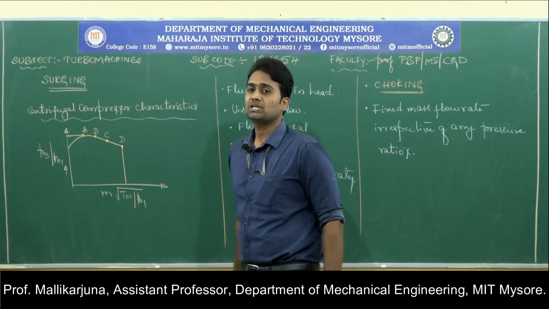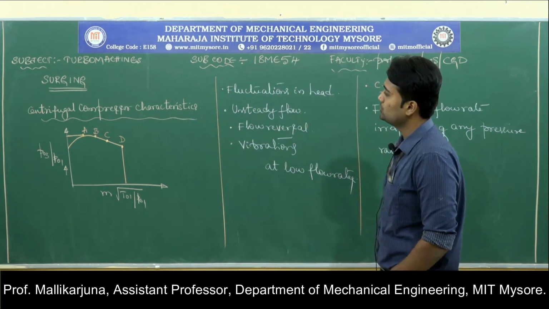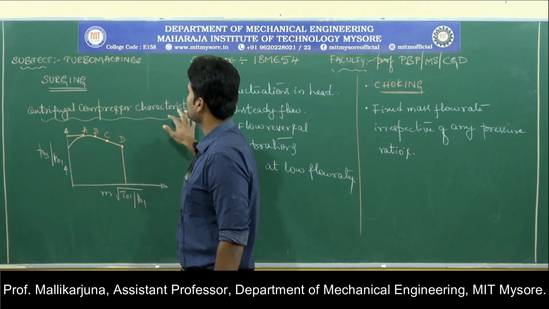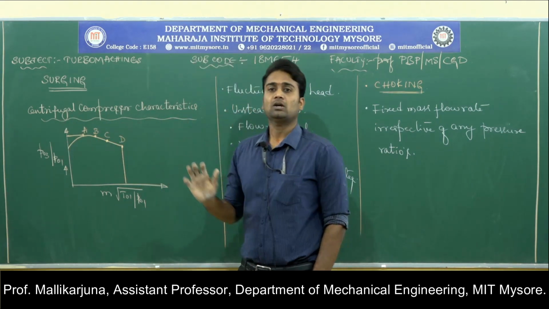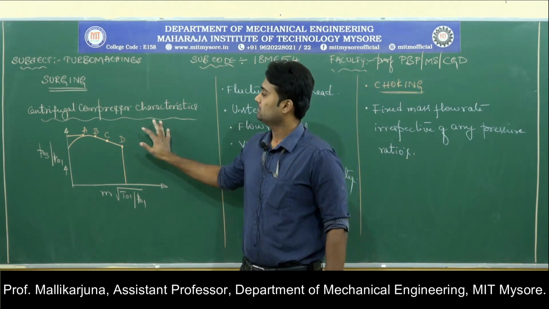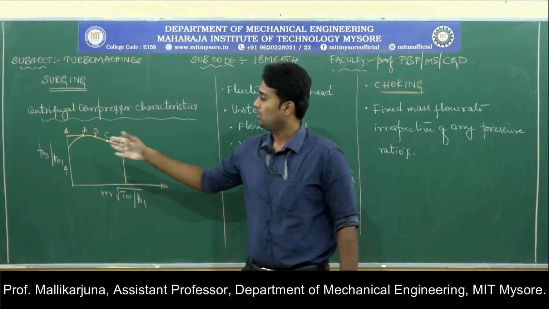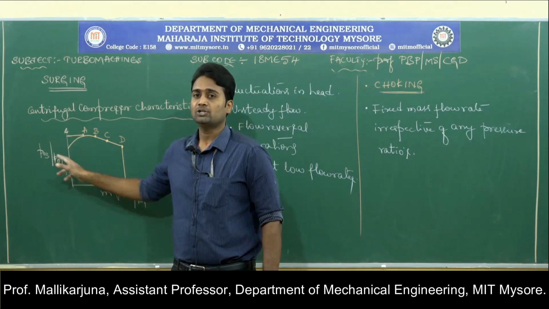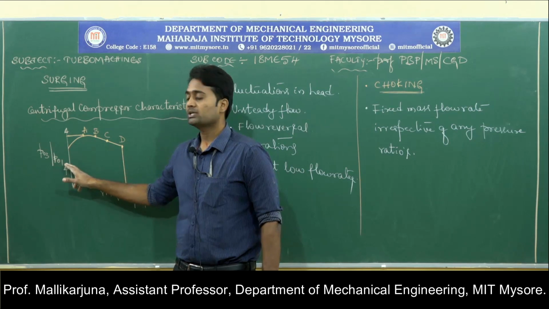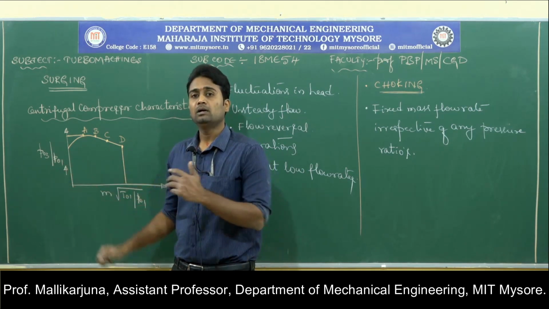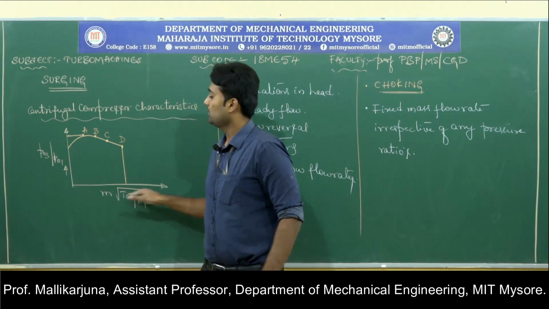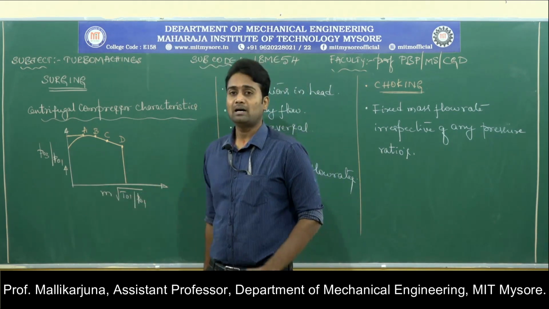Okay, let us look at a few of the other terms now. The first term is surging and the second term is choking. In order to understand these two terms, I need a centrifugal compressor characteristic curve at constant speed. When the machine is running at constant speed, this curve has been taken. On the y-axis, the overall pressure ratio is there: overall pressure at 3 divided by overall pressure at 1. 1 stands for impeller inlet, 3 stands for diffuser exit, and on the x-axis we have mass flow rate.